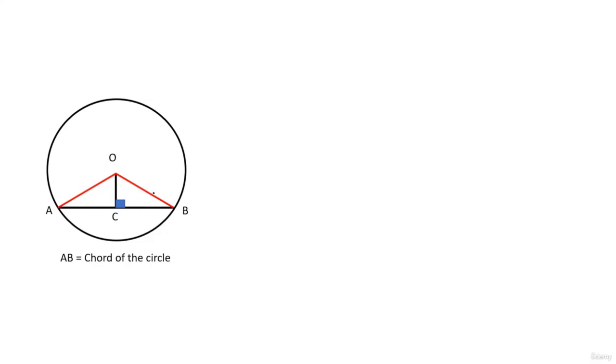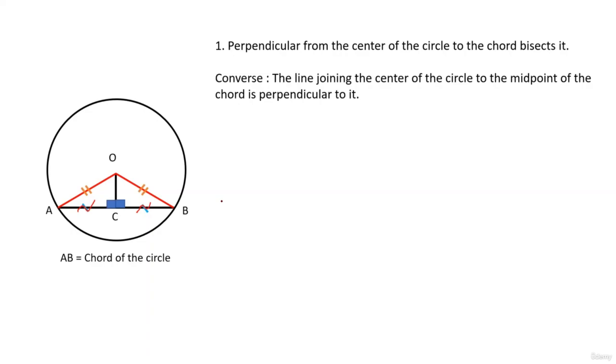मतलब the two triangles are congruent by the hypotenuse side test. If the triangles are congruent, what can you say about AC and BC? Yes, as a consequence, AC and BC are the corresponding sides of the congruent triangles, right? That tells us that perpendicular from the center of the circle to the chord of the circle basically bisects it. So if you draw a perpendicular from the center of the circle to the chord, the chord will be bisected. इसी का converse भी होता है, the line joining the center of the circle to the midpoint of the chord is perpendicular to the chord.